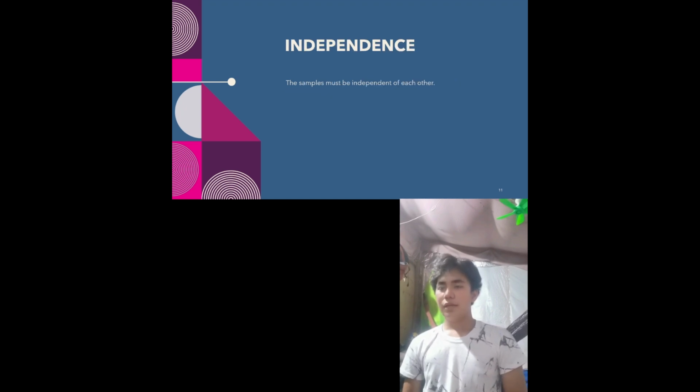Independence. The samples must be independent of each other. And lastly, unequal variances. The Welch t-test is specifically designed for cases where the variances are unequal.